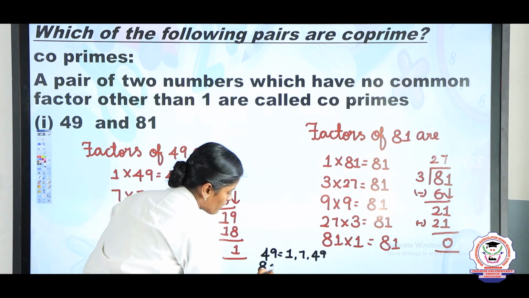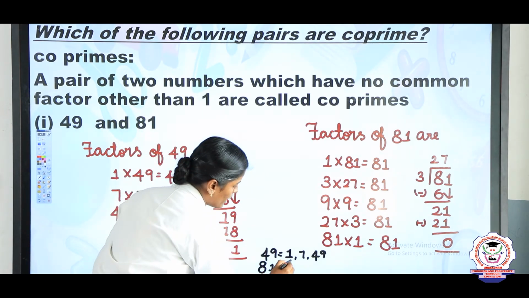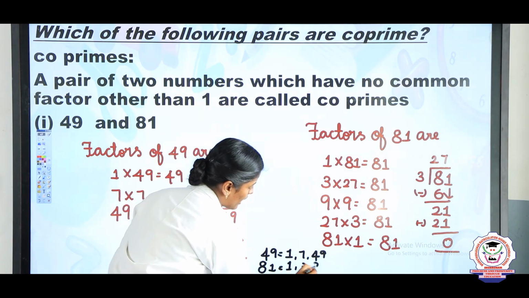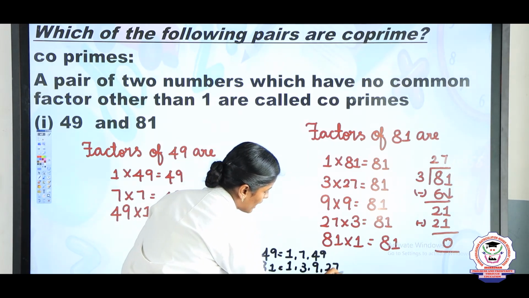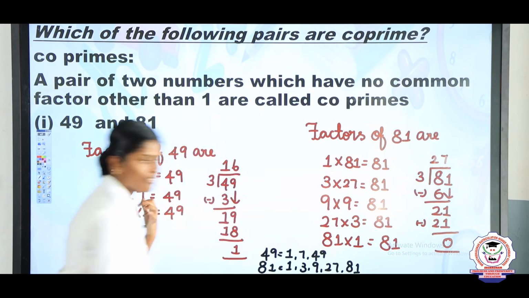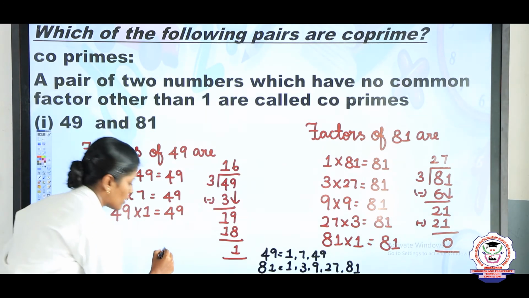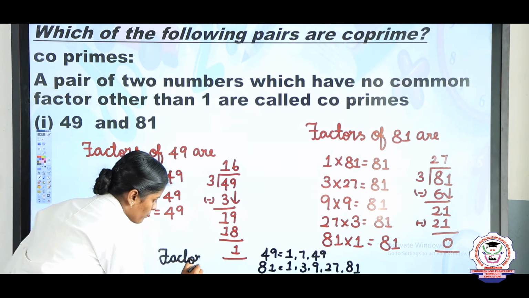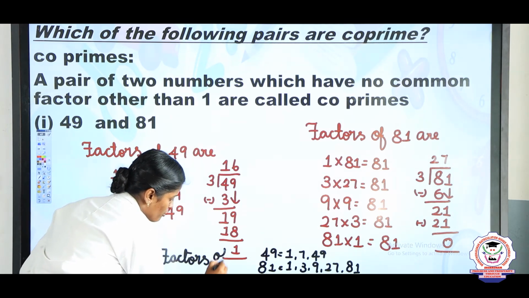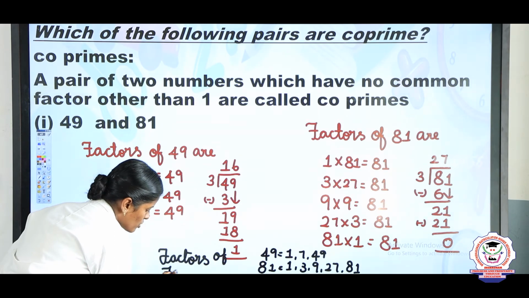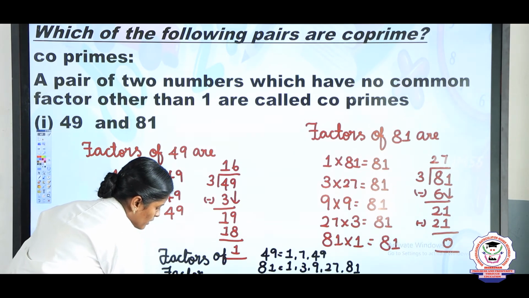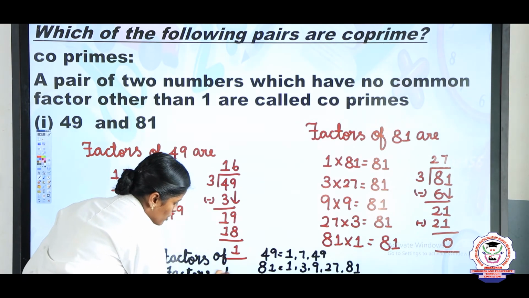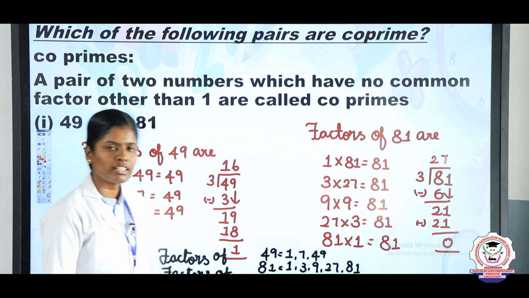Next we are going to write the factors of 81. The factors of 81 are 1, 3, 9, 27, 81. So before that you should write factors of 49 and factors of 81.